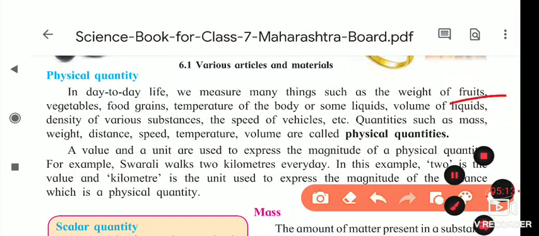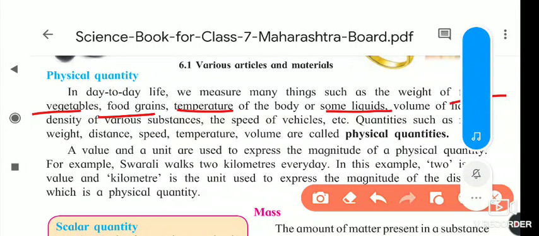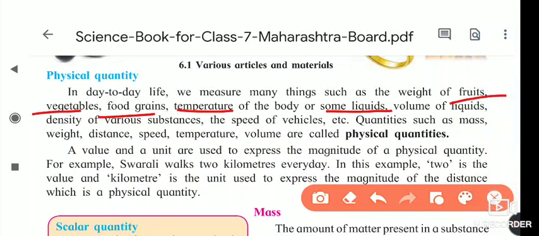I am taking vegetables, food grains, the temperature of the body, or some liquids. Inside liquids, we are buying oil, or taking petrol and diesel to run vehicles, and the volume of the liquid, the density of various substances.